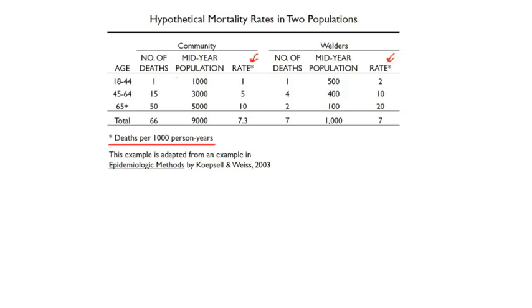Starting with 18 to 44-year-olds in the community, we saw that over the course of a year, 1 person in that age group died out of 1,000 people at risk of dying of lung cancer in the middle of the year. To calculate the rate, you divide the number of deaths by the mid-year population and multiply by 1,000. Then to calculate the rates for welders, you do the same thing in that population.